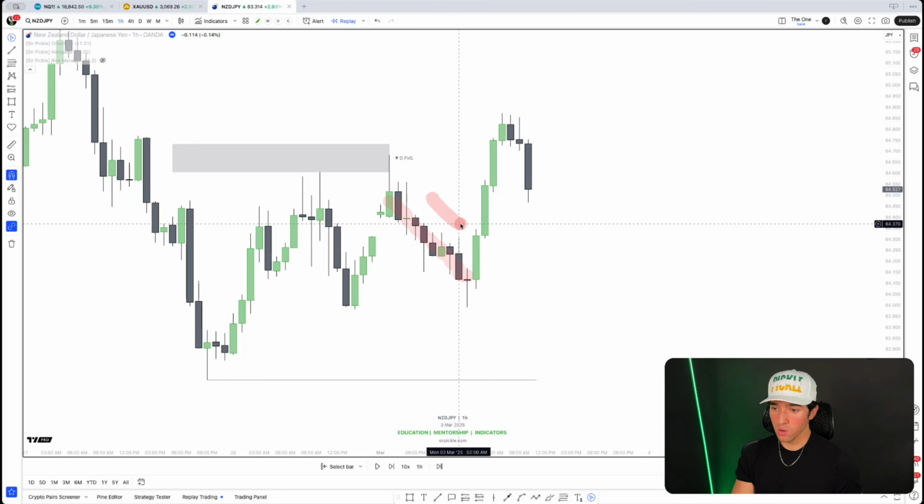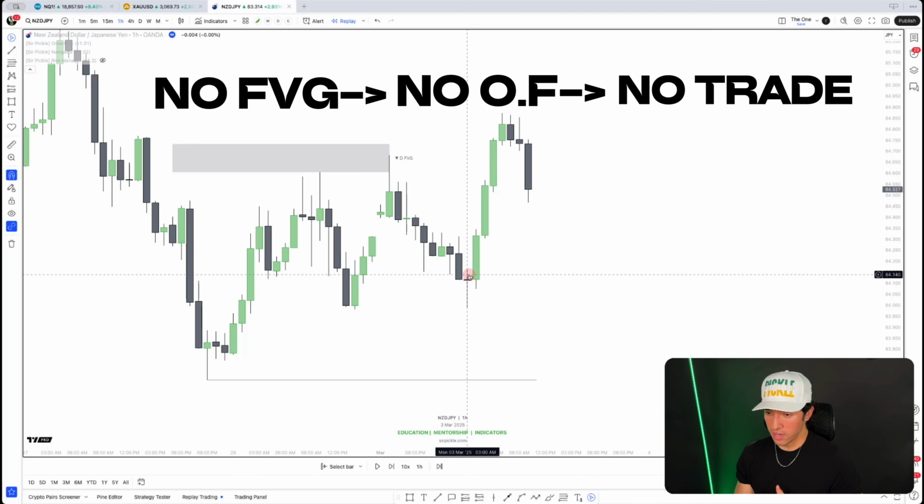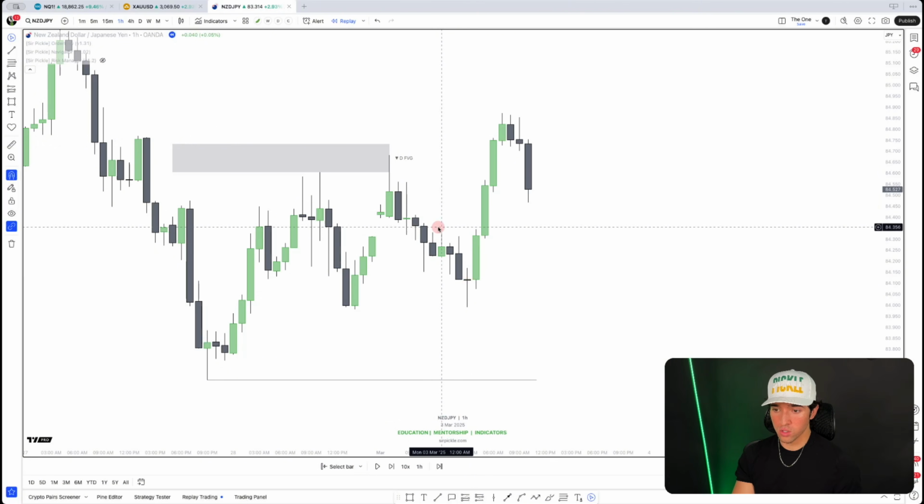There is not a single fair value gap in this price leg right here. So that means there's no order flow leg to work with. No fair value gap, no order flow, no trade. So there was no entry. There was no reason to have taken a loss on any of this down movement right here.